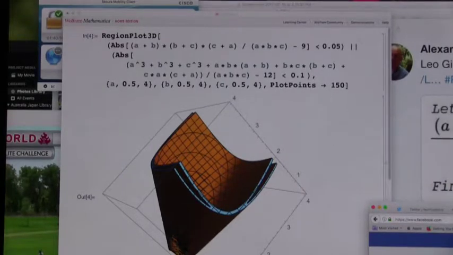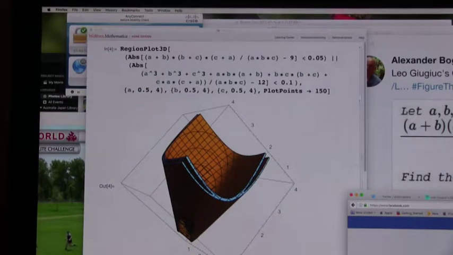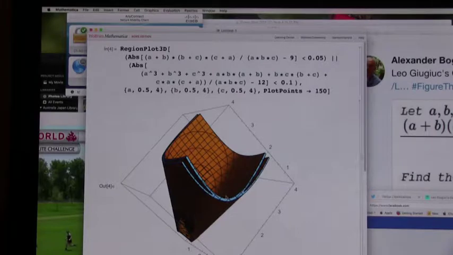Okay, so I probably need to zoom out just a bit. Although, can you see how this looks through the camera lens? It's okay. So what we have here is that (a plus b) times (b plus c) times (c plus a) over abc equals 9. Thickened up a little bit.